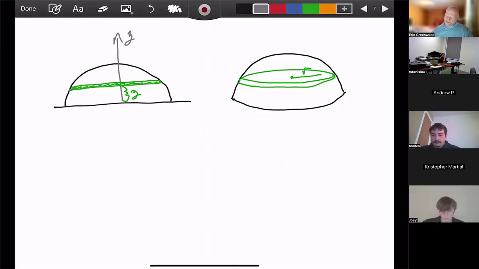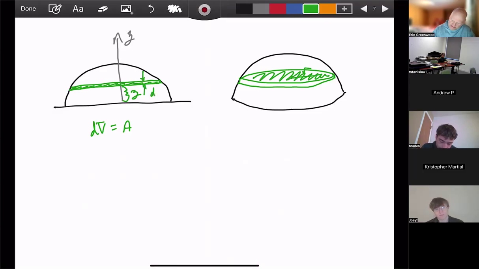So cool. So what do I know? So in this case, then, what can I do? I can say that my differential volume is going to be the same thing as the area of this disk here. So this is going to be my area times the thickness of this disk, which is some dz, some differential thickness to it. So as long as it's differential, that means that the area is constant on both sides.